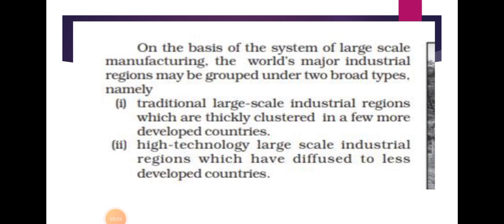Now, large scale manufacturing industry is again divided into two types. One is called the traditional large scale manufacturing industry, and another one is called the high technology large scale manufacturing industry. The traditional large scale manufacturing industries are clustered in the developed countries, and the high technology large scale industrial regions are diffused in the less developed countries.